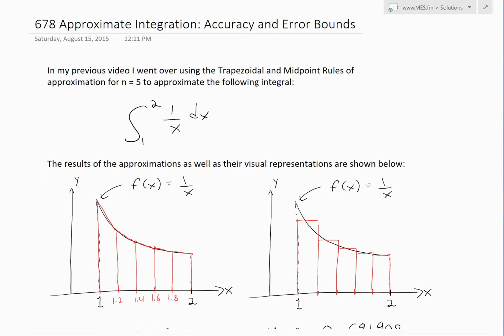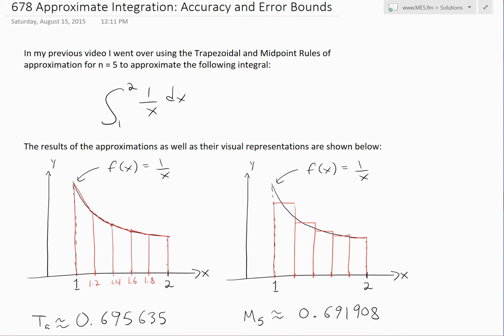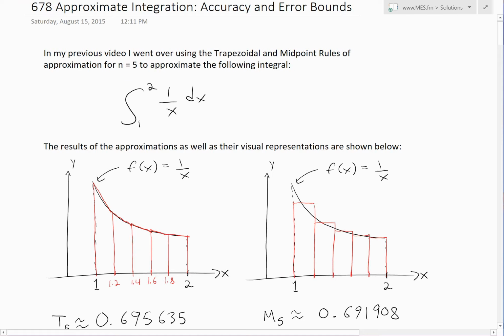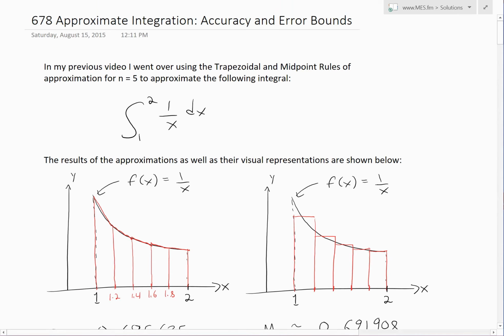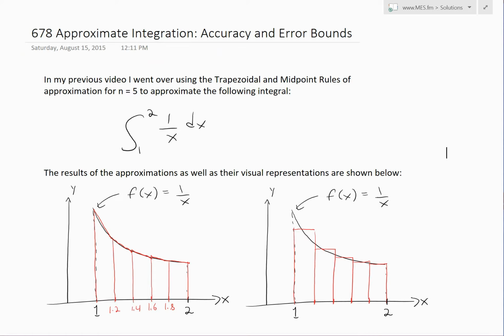Turn to discuss further into approximate integration and look at accuracy and error bounds. Basically, in my previous video, I went over using the trapezoidal and midpoint rules of approximation for n equals 5 to approximate the following integral. This one, the integral from 1 to 2 of 1 over x dx.